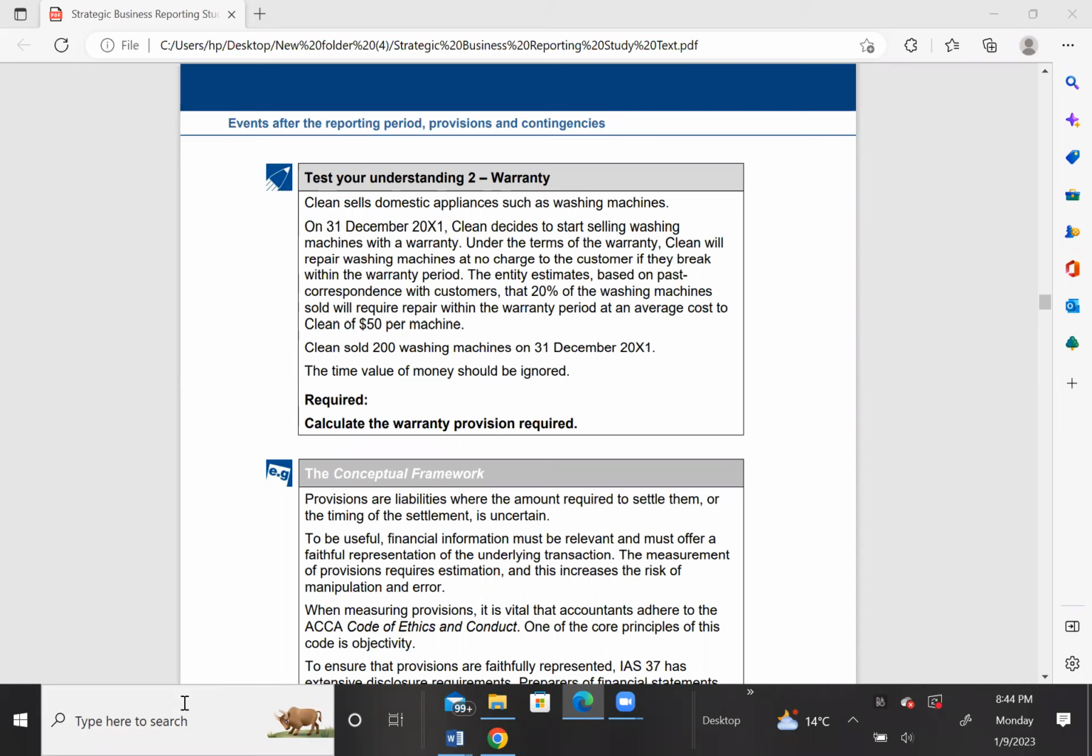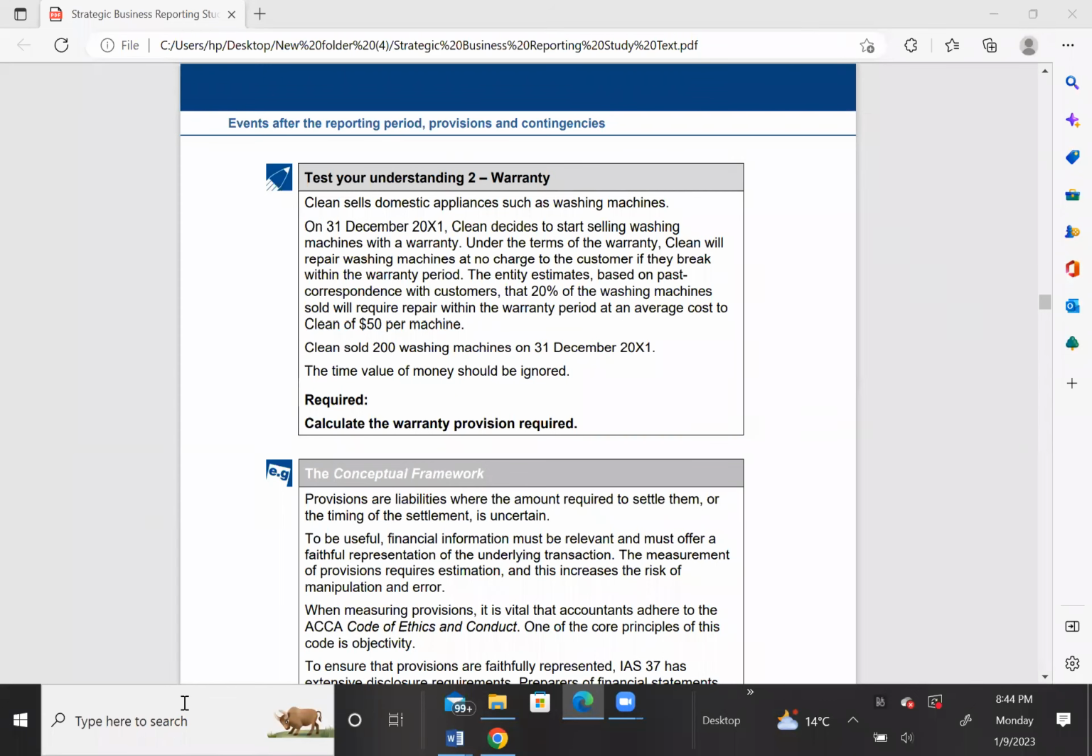So Clean sells domestic appliances such as washing machines. On 31st December X1, Clean decides to start selling washing machines with a warranty. Under the terms of the warranty, Clean will repair the washing machine at no charge to the customer if they break within the warranty period. The entity estimates, based on past experience with customers, that 20% of the washing machines sold require repair within the warranty period at an average cost to Clean of $50 per machine.